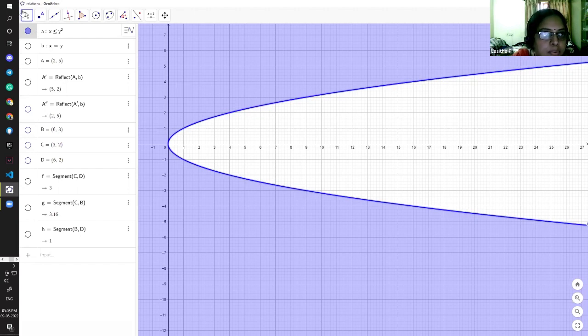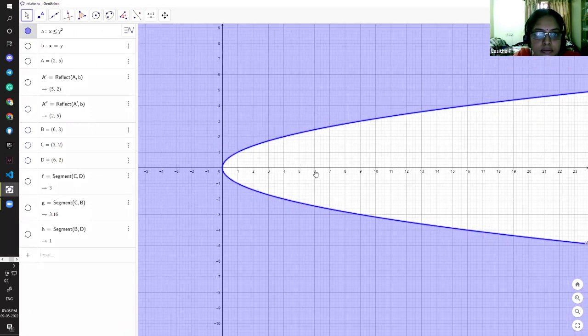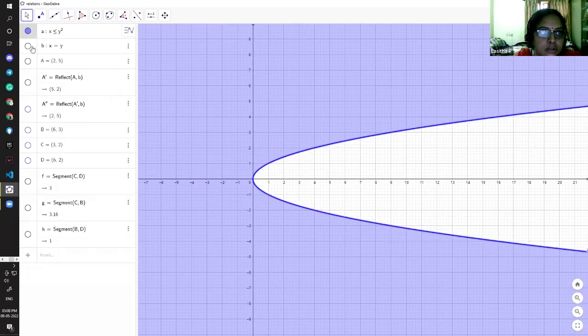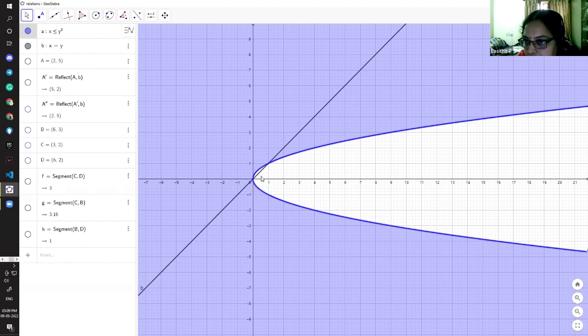Now, how can we prove this is reflexive or not reflexive? So here, if I draw the line x is equal to y, you see the points from 0 to 1, that line lies outside the shaded region. The meaning is that for decimal numbers, for example, 1/2, if you are taking 1 by 2 comma 1 by 2, it doesn't belong to capital R, because 1 by 2 is not less than or equal to 1 by 4.